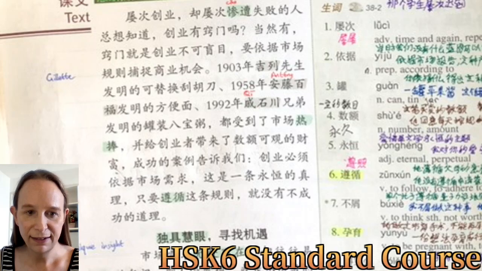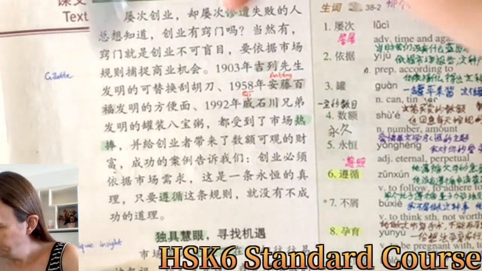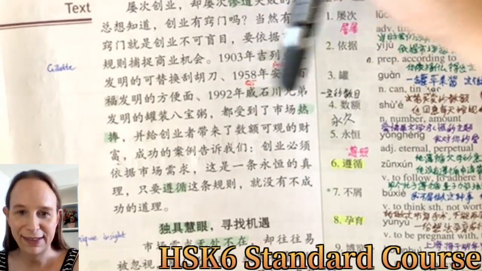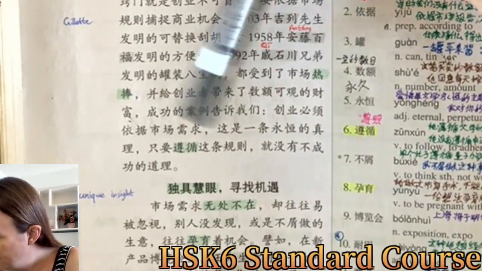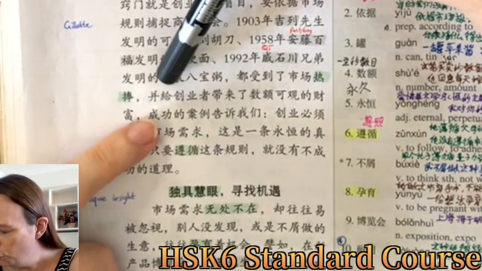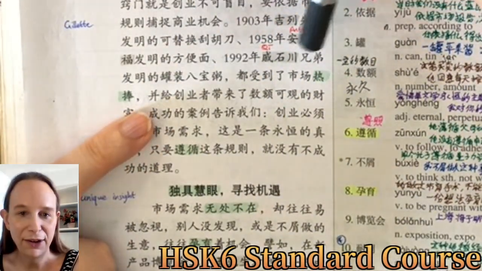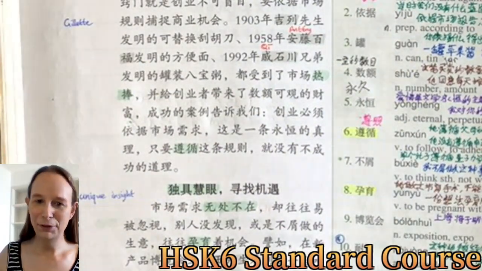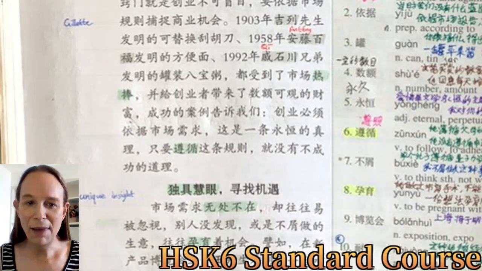Oops, what have I done? All right. 七石川兄弟. Oh, brothers. There should have been two of them. 发明了罐装八宝粥. So this is like in a canister. Yeah, so now you can go to the local shop, the 便利店, and buy 八宝粥.